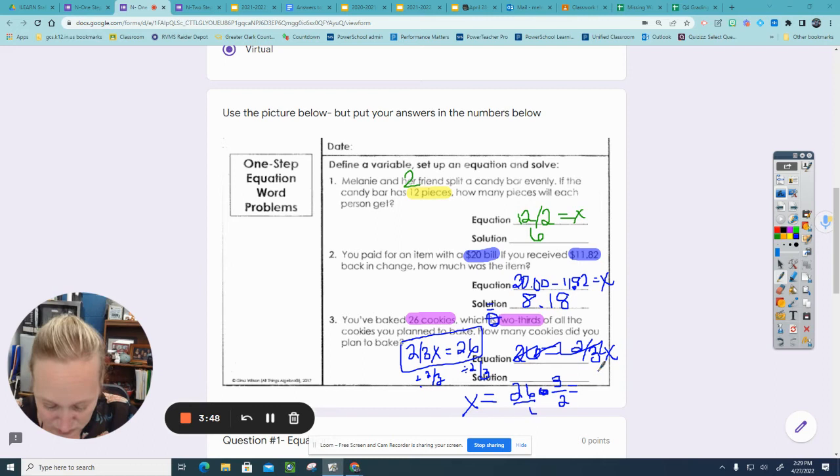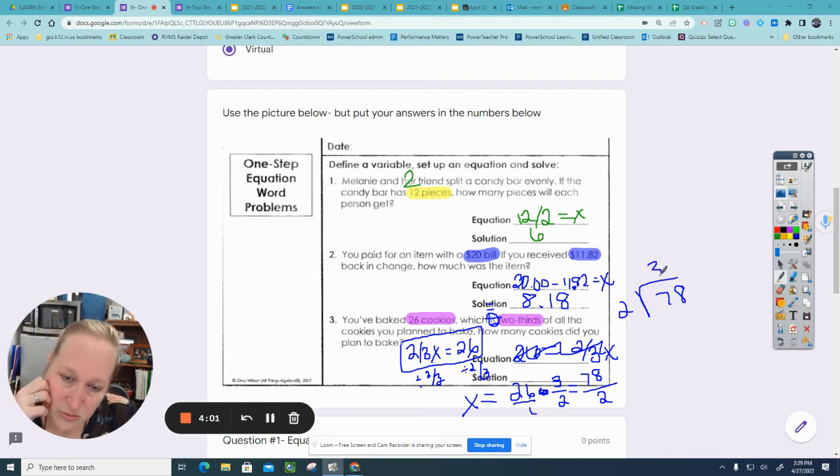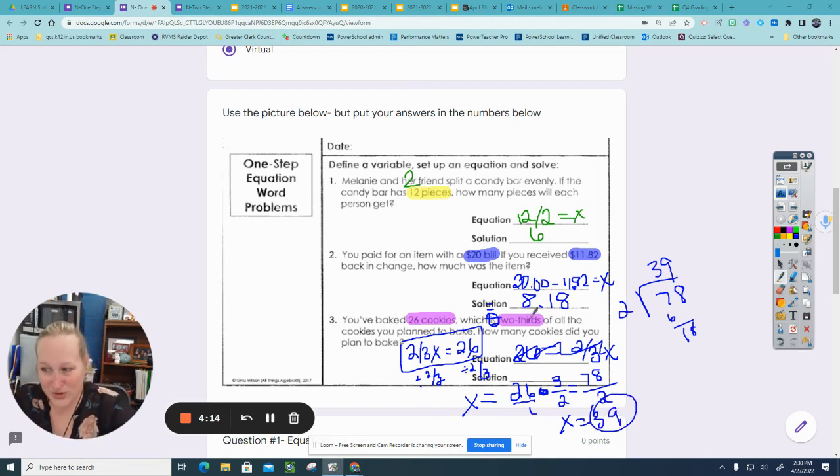26 times 3 was 78/2. 78 divided by 2 goes into 3 times. So it would be 39. So she really intended to make 39 cookies. So I'm going to show you guys how to type all of these because I know that typing it is a little bit more difficult than writing it out.